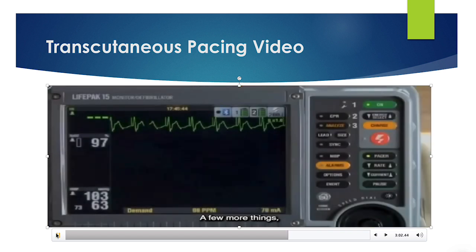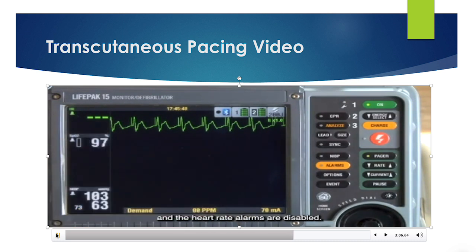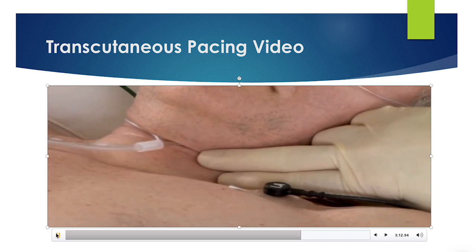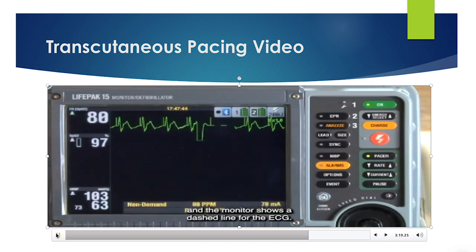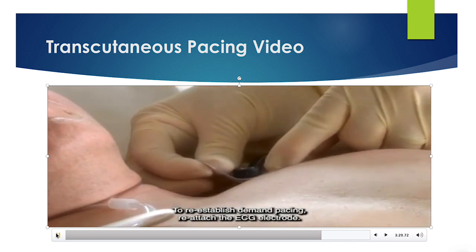A few more things. During pacing, you always see dashes up here instead of a heart rate, and the heart rate alarms are disabled. It's important to frequently assess the patient for mechanical capture. If an ECG lead comes off, pacing switches to non-demand, and the monitor shows a dashed line for the ECG. This means the pacemaker paces 100% at the set rate, regardless of the patient's underlying rhythm. To re-establish demand pacing, reattach the ECG electrode.